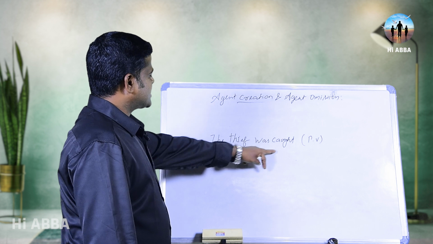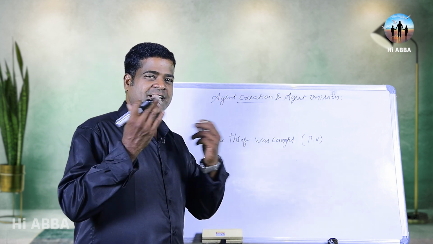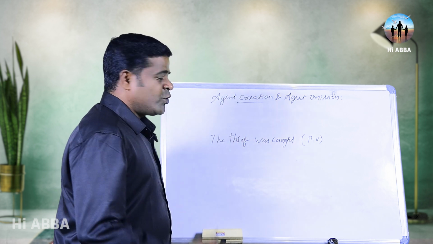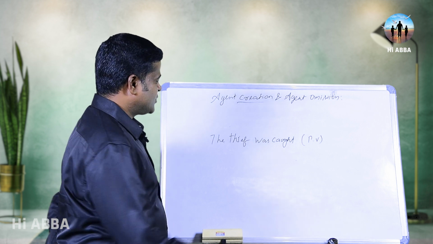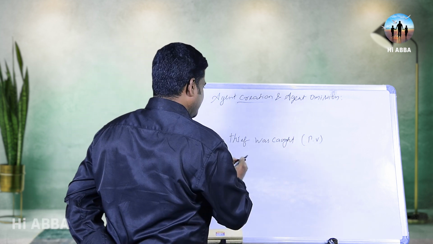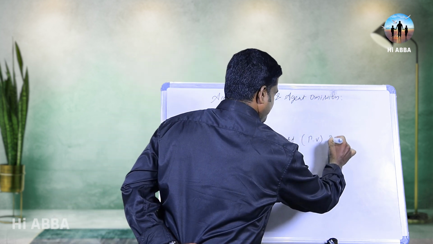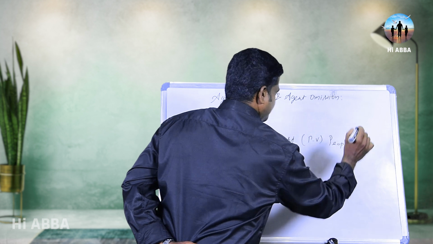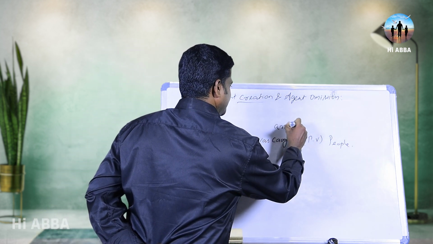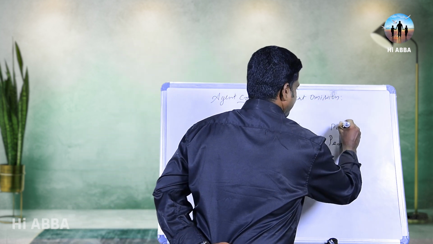Now the thief was caught, meaning what? The thief must have been indulging in a burglary or theft. So who must have caught the thief? So we have to create an object there. This is in simple past tense. For instance, here, people must have caught. Here again, if it were arrested, then we are sure police only must have arrested.